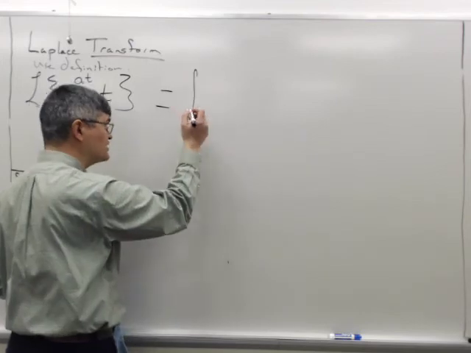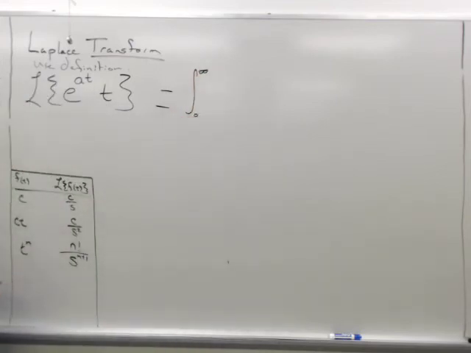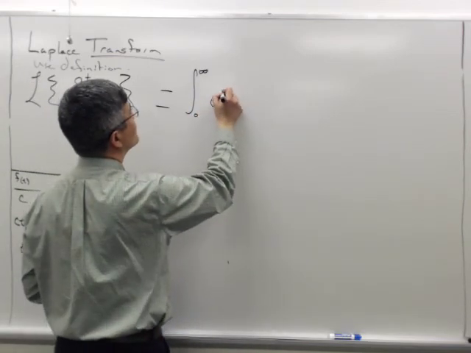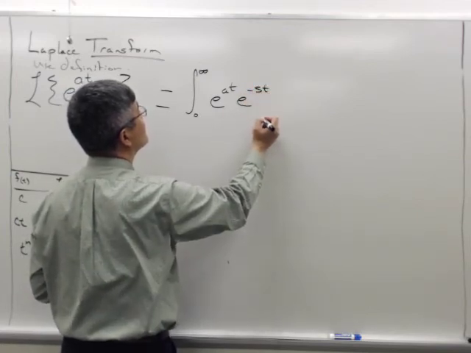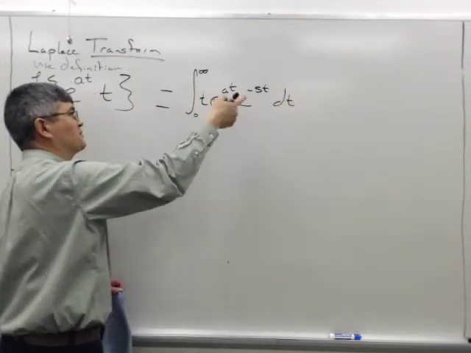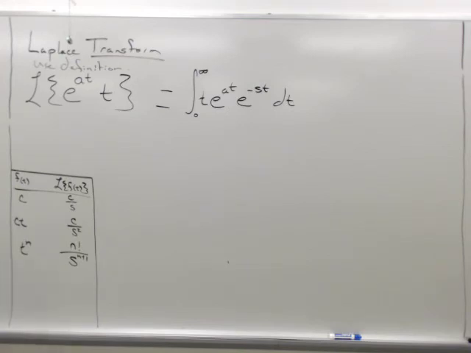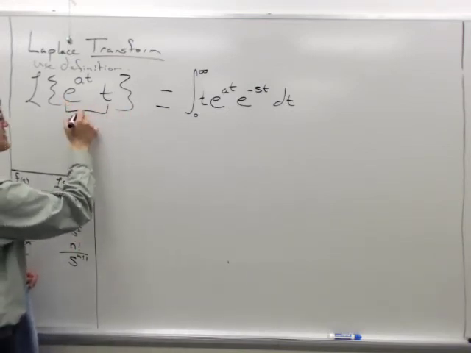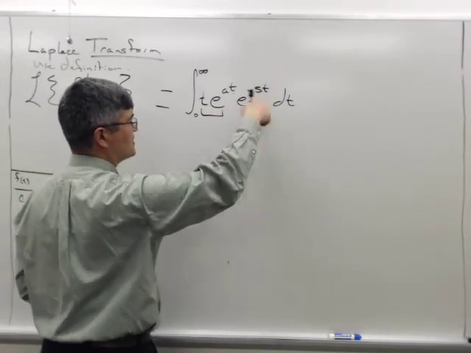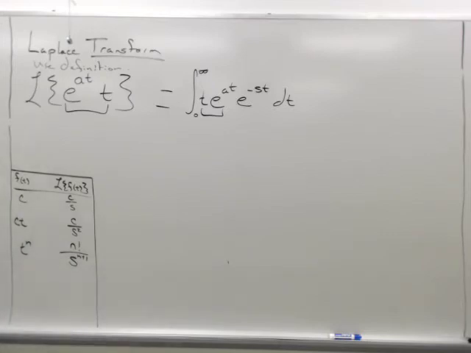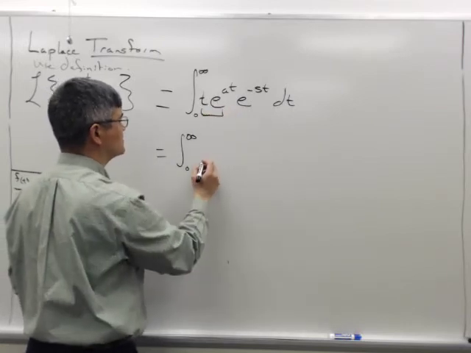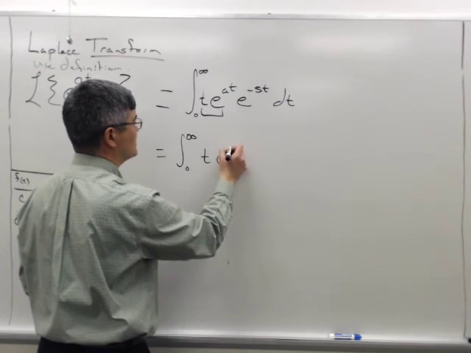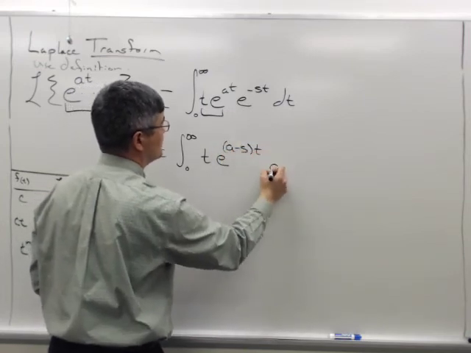Integral. Okay, so the definition is that integral operation. Good. From e to the at, e to the minus st times t dt. Okay, so there's a t in here somewhere, but it doesn't matter where you put it. Anytime you need to use the definition, you take whatever function it is and you put it as a product with e to the minus st, and you take that improper integral from 0 to infinity. And now it's just integration. Probably group these together. So this is t e to the a minus s t dt.